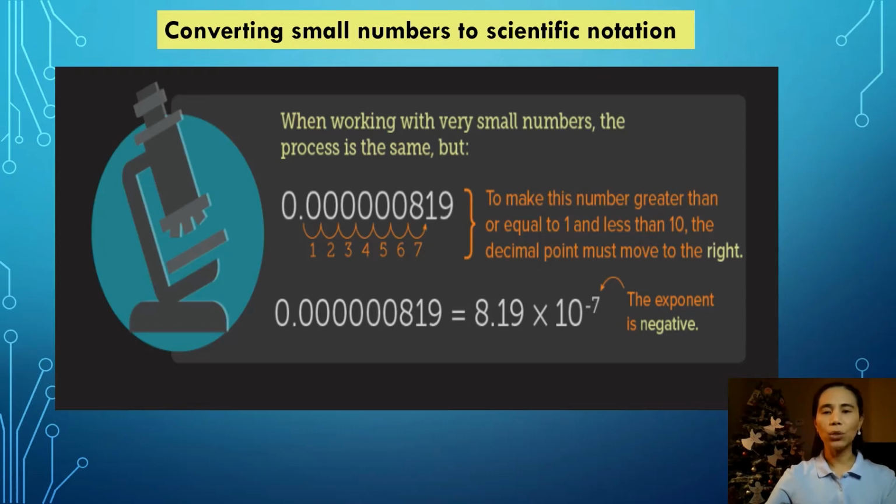We have to include 1 and 9, which are non-zero digits. Then we have to multiply it by a power of 10, and then the exponent is 7. However, the exponent now is negative because we have moved from left to right.